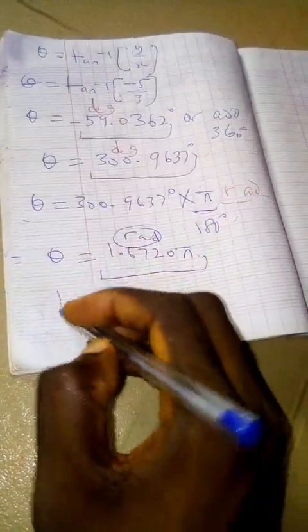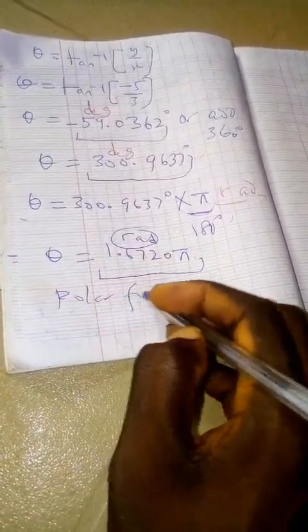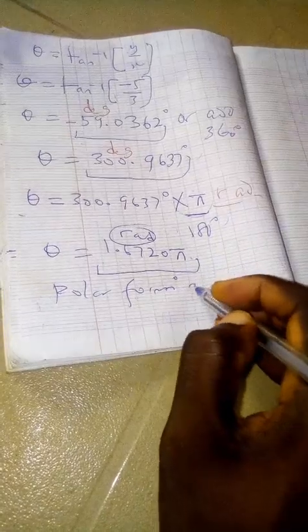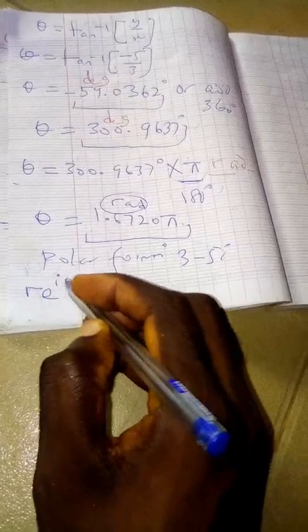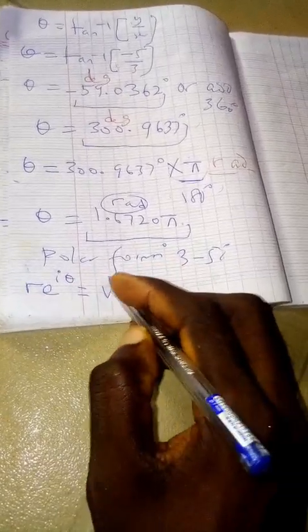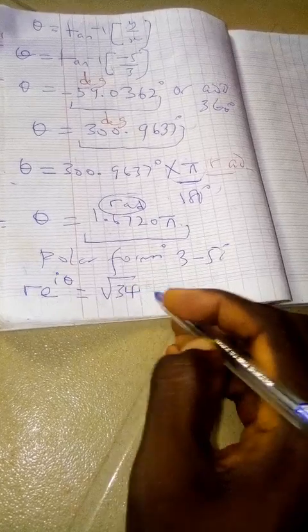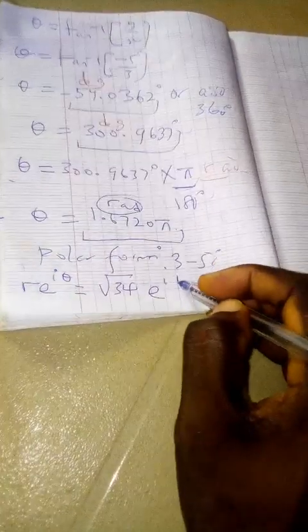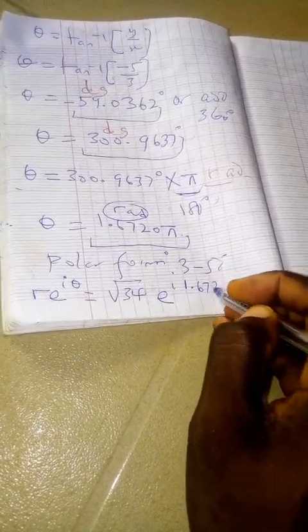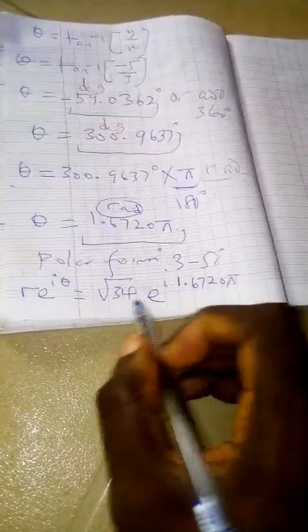So the polar form of 3 minus 5i will now be written as r e to the i theta. The r is the square root of 34, then we have the e, then we have the i. And the theta is 1.6720 pi. And that's the final answer.